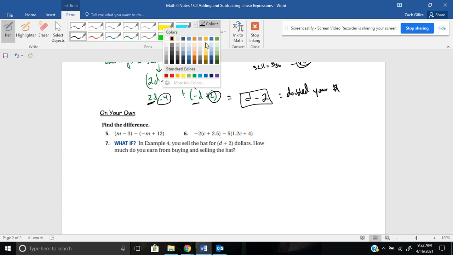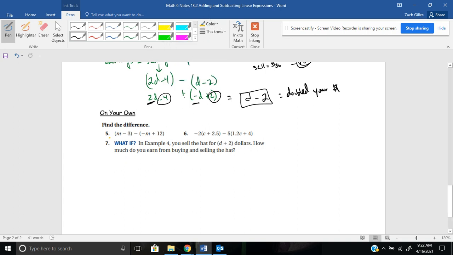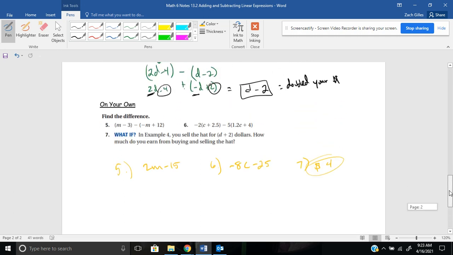Alrighty, hopefully these went well. For number 5, you should arrive at 2m minus 15. For number 6, negative 8c minus 25. And number 7, how much do you earn from buying and selling the hat? If you sell it for d plus $2, $4 would be the correct amount. Please let me know if I can help you with any of these.